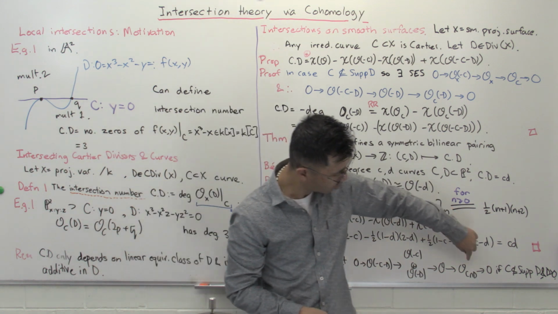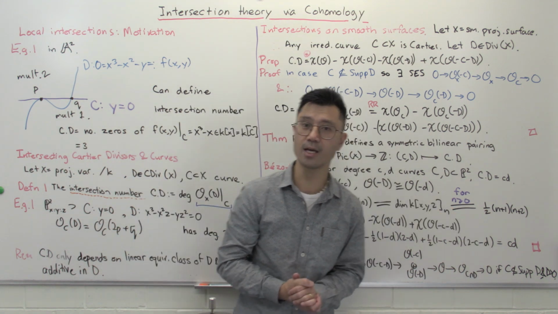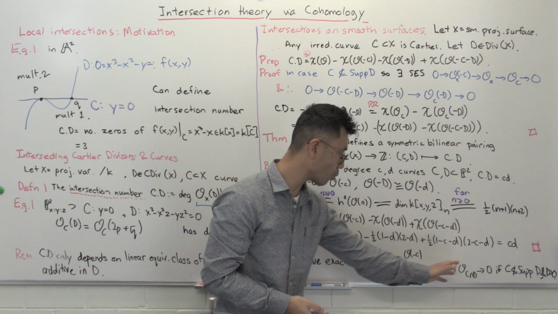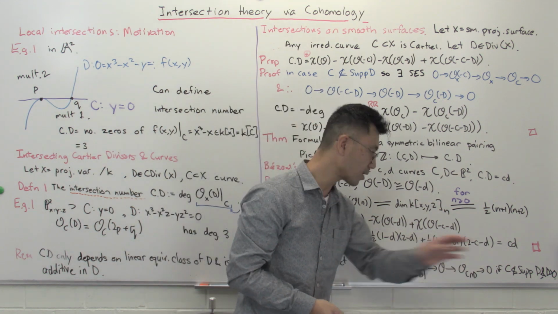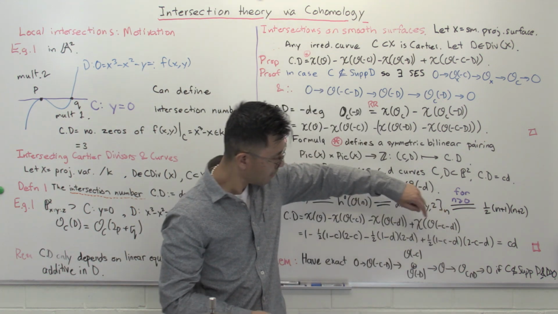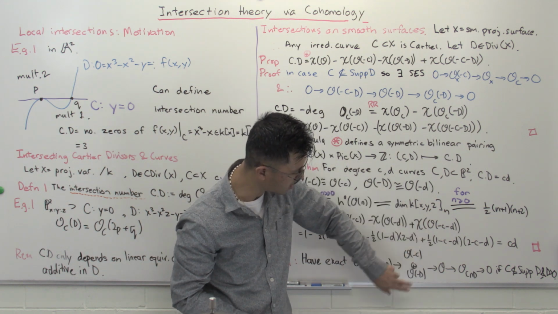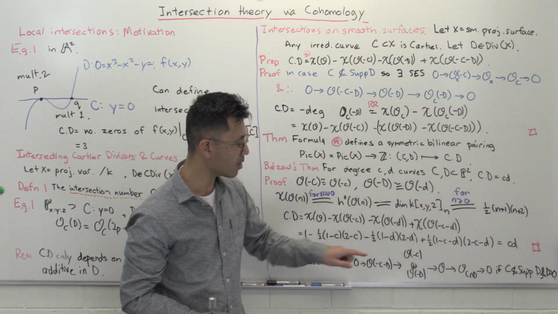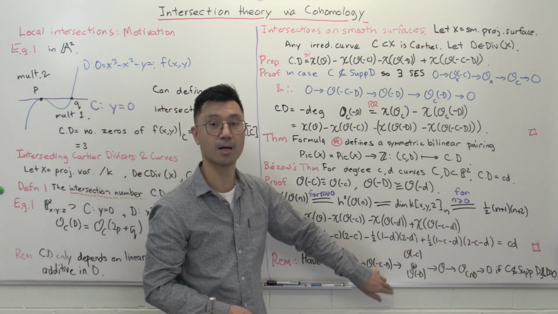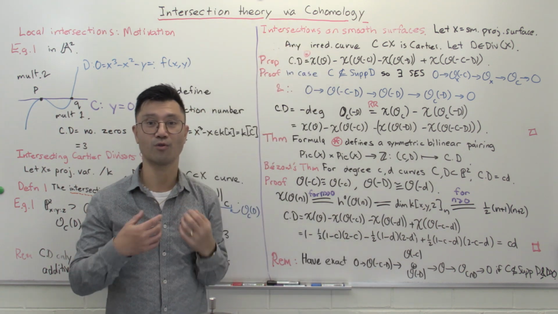So if you want to work out what is chi of O_{C intersect D}, you can also use the fact that chi is going to be alternating on this. So it's just chi of O plus chi of this term here, or minus chi of this term here. So that's minus chi of O(-C) minus chi of O(-D). And then you have to add this one, chi of O(-C-D). And that will also recover this formula.